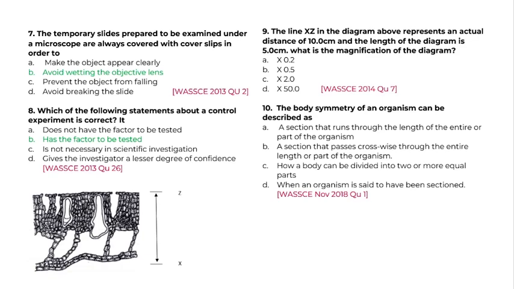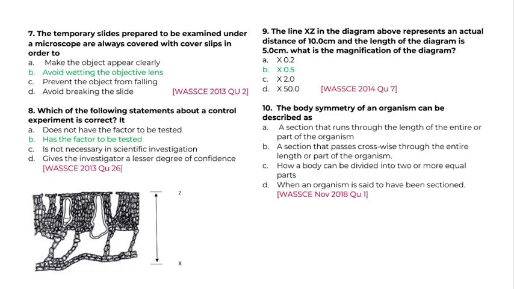Now if you look at the diagram, they're saying that the actual distance is 10 centimeters. The length of the diagram is 5 centimeters. To calculate the magnification, it is the length of the diagram over the actual distance. So the length of the diagram over here is 5 centimeters over the actual distance, which is 10 centimeters. So 5 divided by 10 will give a magnification of times 0.5. So the magnification over here is times 0.5.